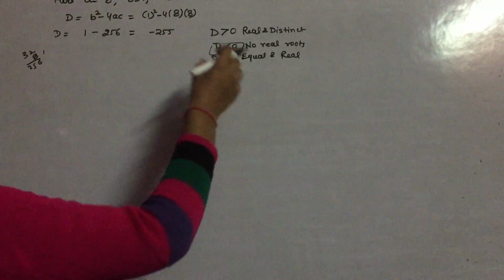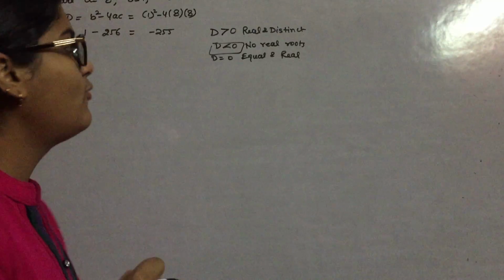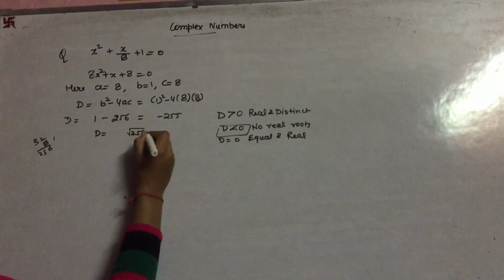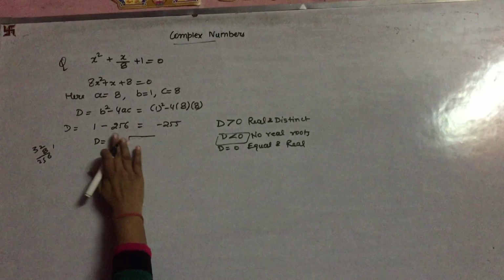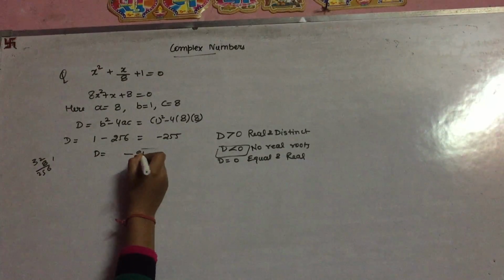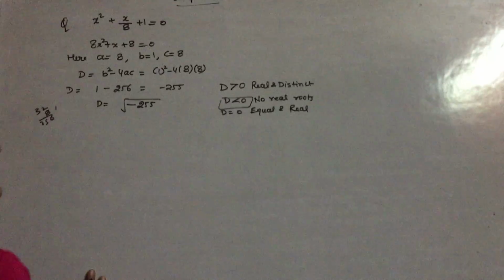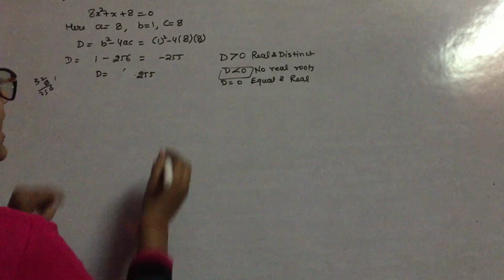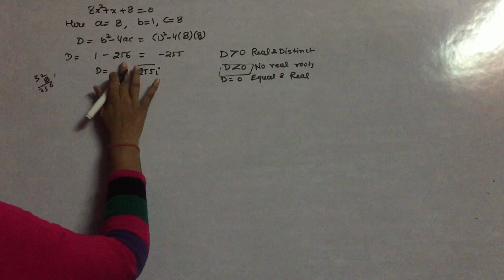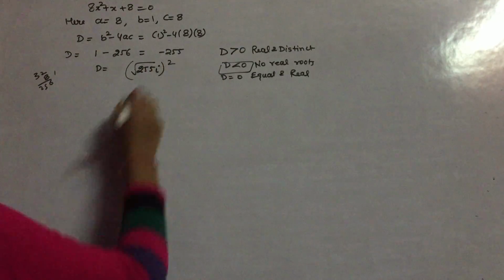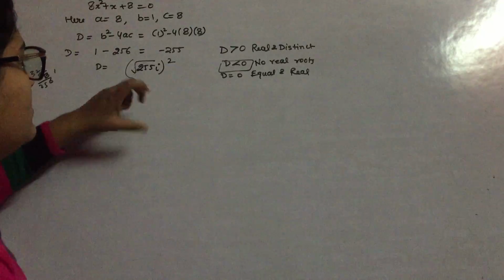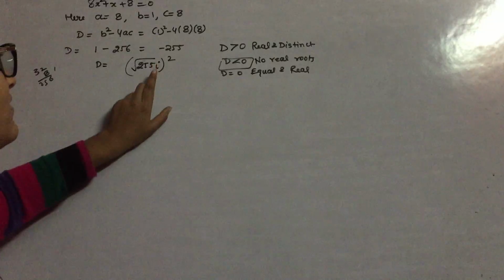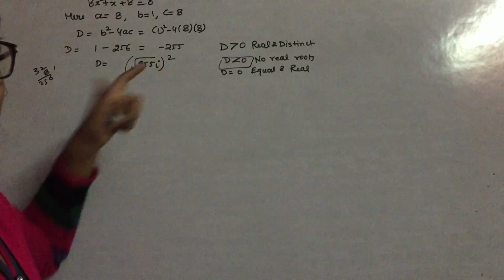But wait, we have some complex roots. What are they? We can write it as root of minus 255, that is square root of 255 times square root of minus 1, and square root of minus 1 comes out to be iota. Is it okay? Because on expanding it, root 255 square comes out to be 255 and iota square comes out to be minus 1.